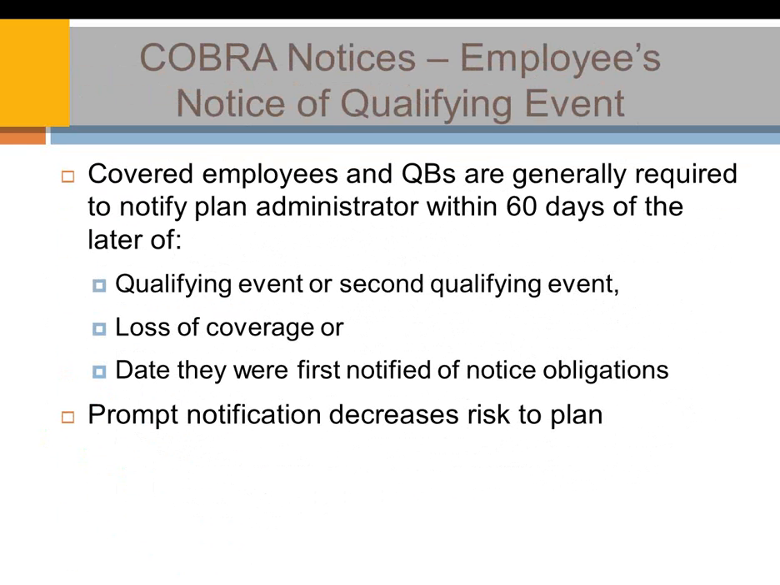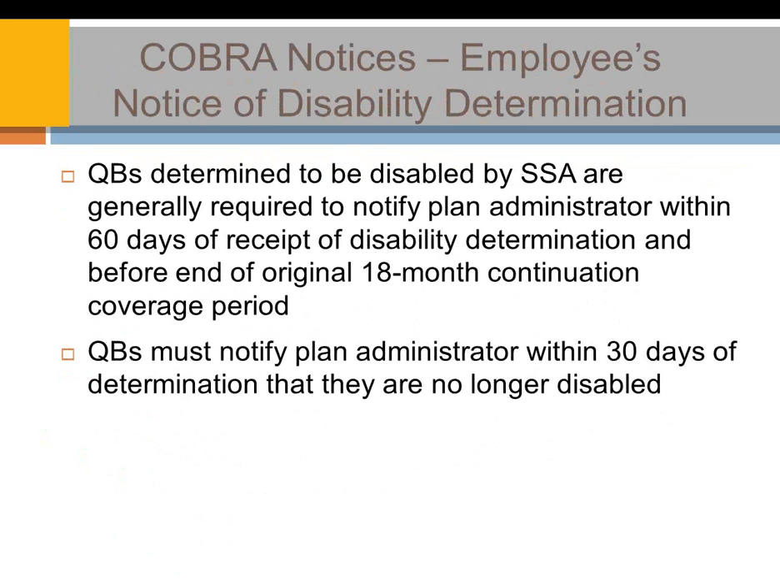How you handle notices of qualifying events. Disability, this is another one that will come up if someone becomes eligible for SSA. You have different letters that are involved there, and then you may actually have an extension of COBRA as well beyond the 18 months.